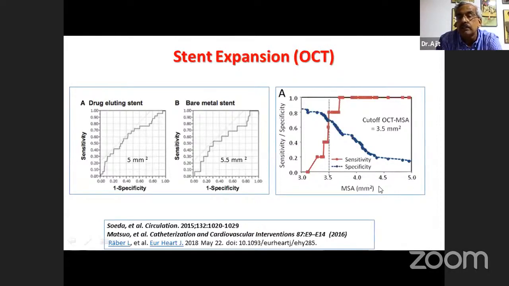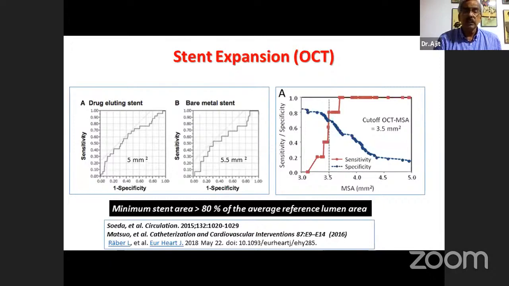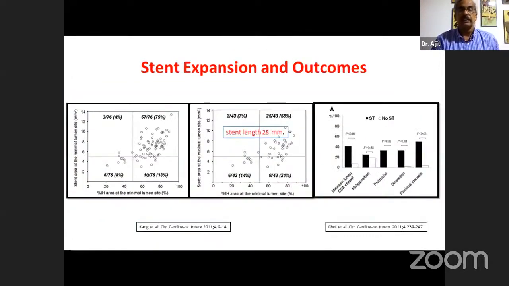As the cross-sectional area comes down and the minimum stent area comes down, you have more restenosis after stent expansion. So the minimum stent area should in general be greater than 80% of the average between the proximal and the distal reference lumen area. As I told you, amongst all the areas, stent expansion is one of the biggest predictors of bad outcomes in terms of restenosis.